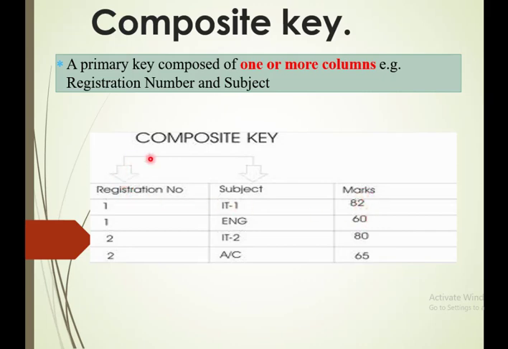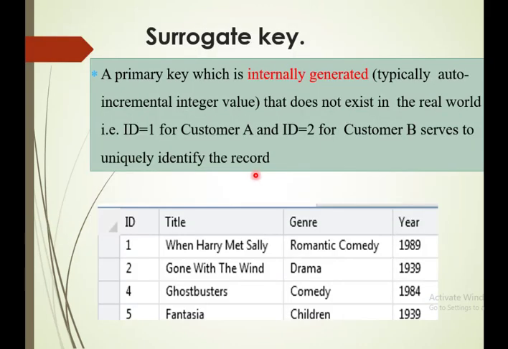So what do we do? We combine 2 of them, registration number and subject. And that forms a unique identifier. And we can refer to that combination as the composite key.